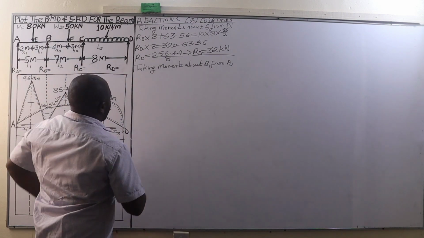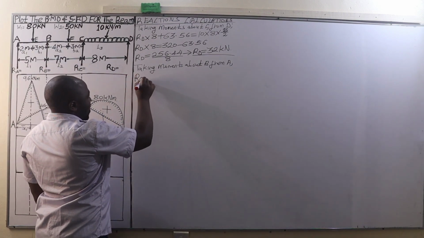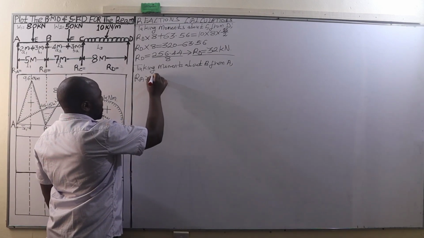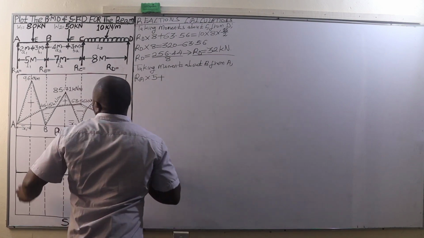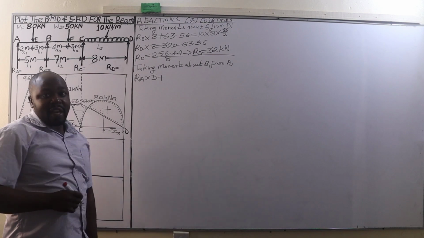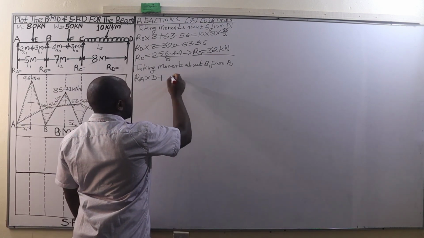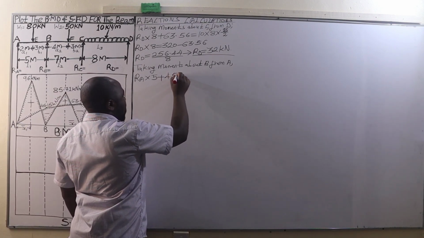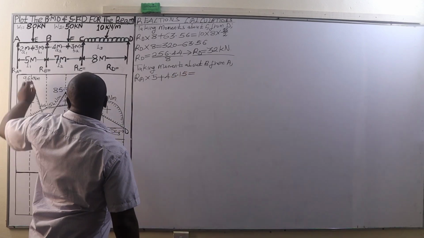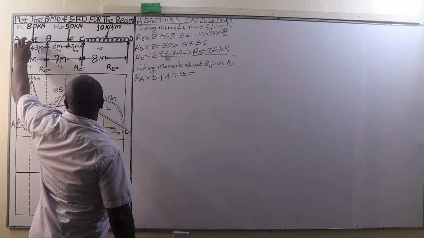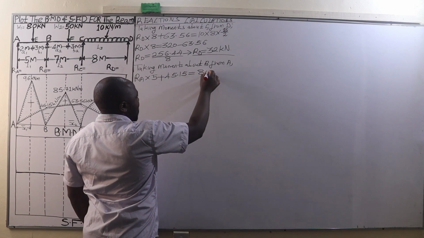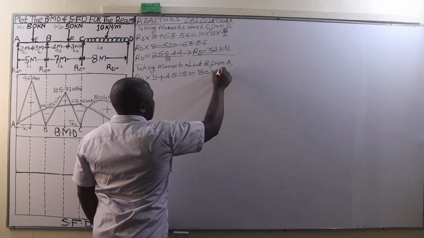So about B from A, we are going to have the reaction at A times the distance from A to B, which is 5 meters, plus the bending moment at B, which is 45.15. That is going to be equal to the point load at E, which is 80 kilonewtons, times the distance from E to B, which is 3 meters. Therefore, that is 80 times 3 meters.